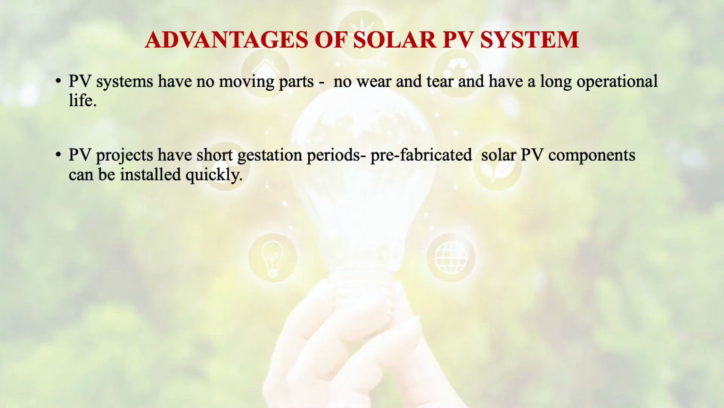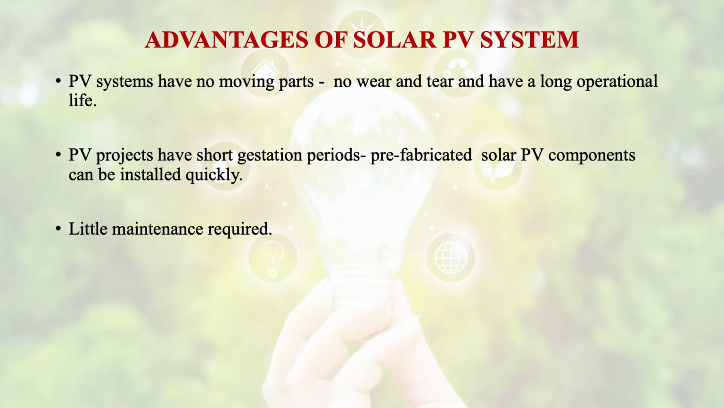The components of a solar PV system are prefabricated, and hence they can be installed quickly. Therefore, PV projects have a short gestation period. They also require little maintenance. So these all are the advantages of having a solar PV system. It can be small, it can be big. It can be rooftop mounted, or it can be ground mounted. It can be of any size, small to big.